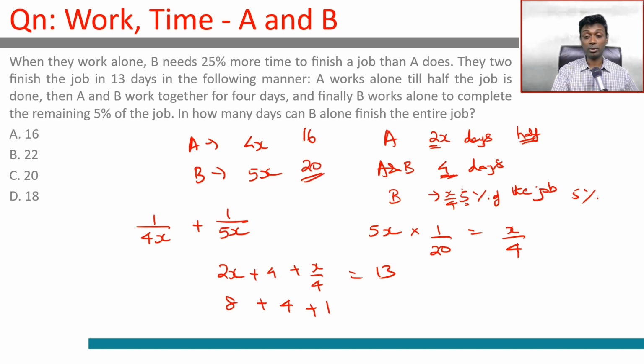A wonderful question, because the way of defining this, it says A takes half the job, then A and B together take 4 days, and then B does 5% of the job working alone. And so it's a wonderful question because it can be rephrased. The phrasing is very interesting. And finally, the answer: in how many days can B alone finish the entire job? 20 days.